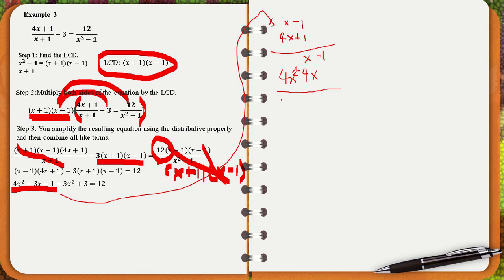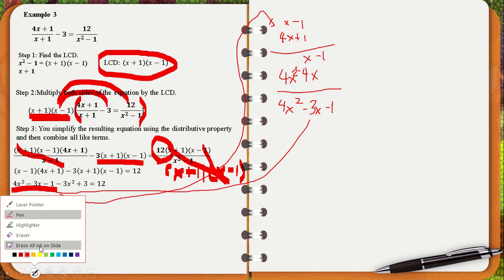So, ibaba natin yung 4x squared. So, x minus 4x will be negative 3x. Negative 3x, ibaba yung negative 1. So, dyan po nanggaling ito, 4x squared minus 3x minus 1.